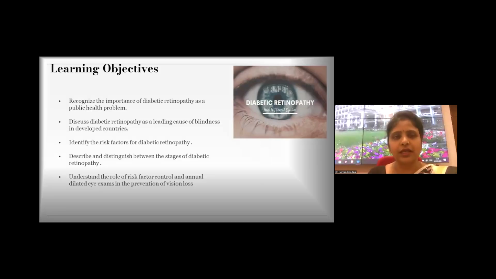So the learning objectives from this PPT are: recognize the importance of diabetic retinopathy as a public health problem, and discuss diabetic retinopathy as a leading cause of blindness in developed countries, identify the risk factors for diabetic retinopathy, distinguish between the stages of diabetic retinopathy, and understand the role of risk factor control and dilated examination in the prevention of vision loss.